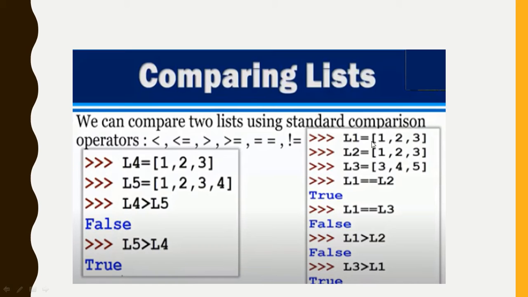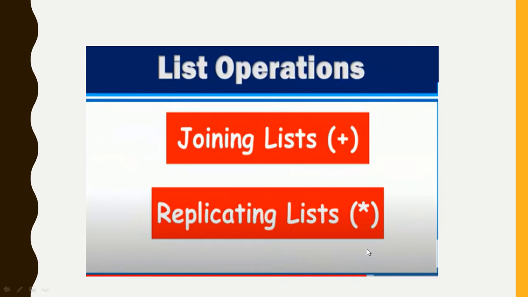Now L1 equals 1 2 3, L2 equals 1 2 3, L3 equals 3 4 5. If I compare L1 with L2, it is true. If I compare L1 with L3, it is false. If I compare L1 is greater than L2, it is also false. And L3 is greater than L1 is true, because the first element of L3 is greater than the first element of L1.